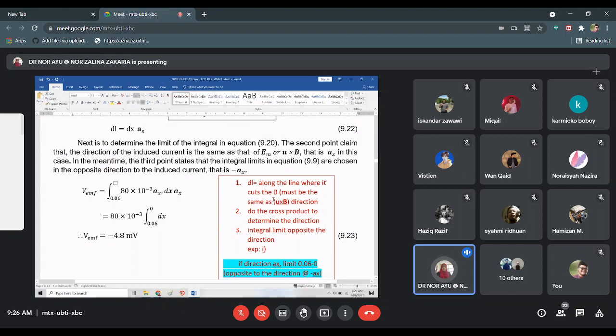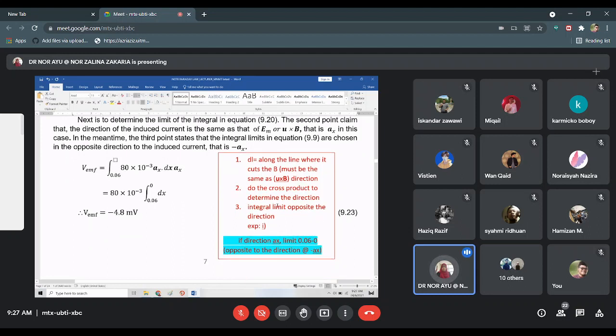Alright, so when you get your DL, do the cross product, of course, to determine the directions. Oh, this should be first, and then this will be the second, okay? And then we'll have this integral limit in the opposite direction. So for example, if the direction is AX, the limit should be 0.06 to 0, so opposite the direction of AX just now, so it will be the negative AX direction. Okay, so that's why we have 0.06 to 0. Alright.